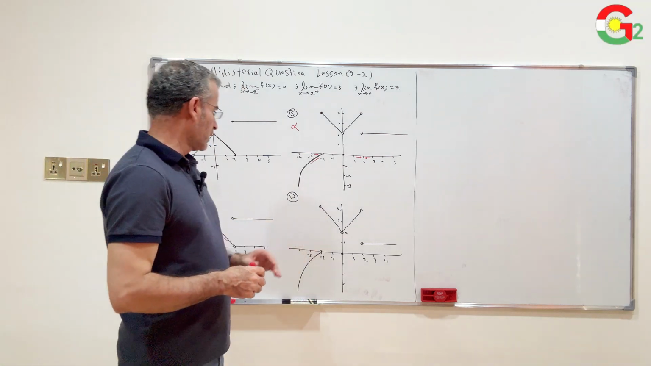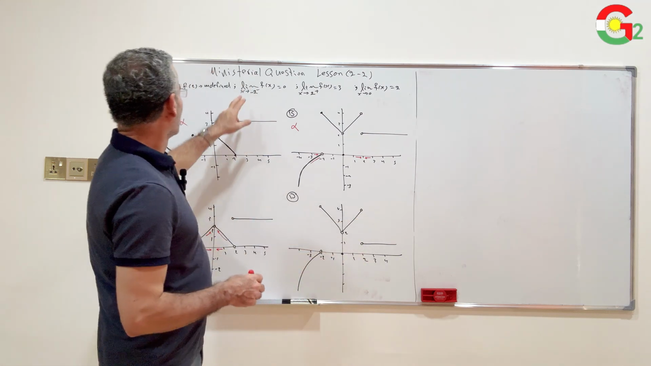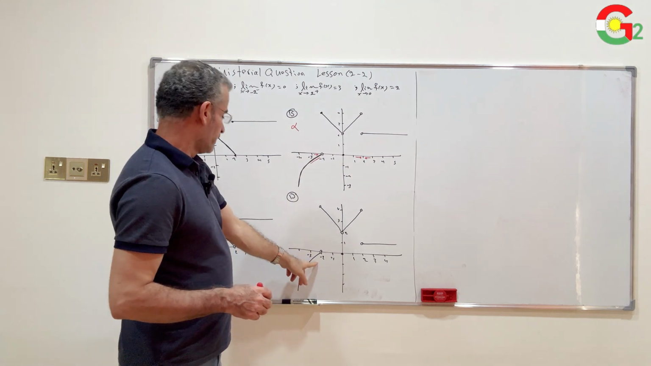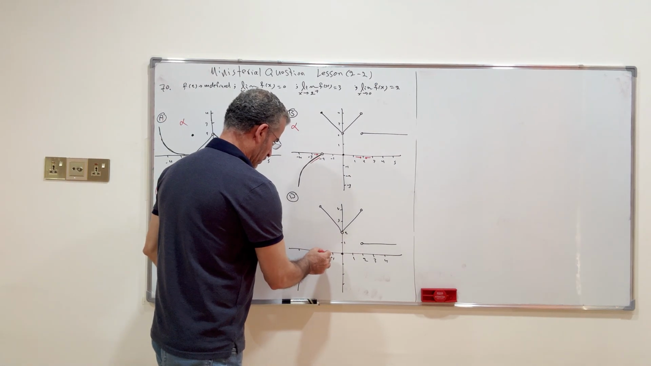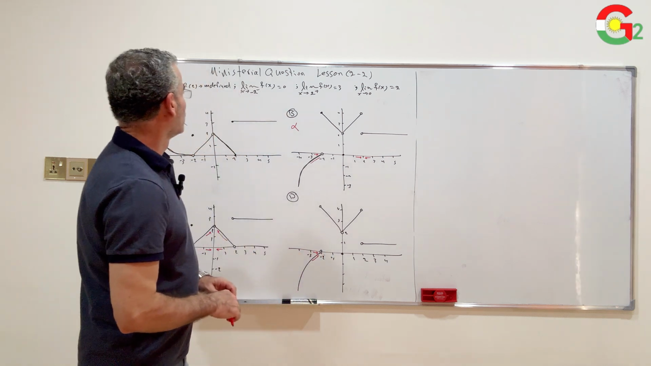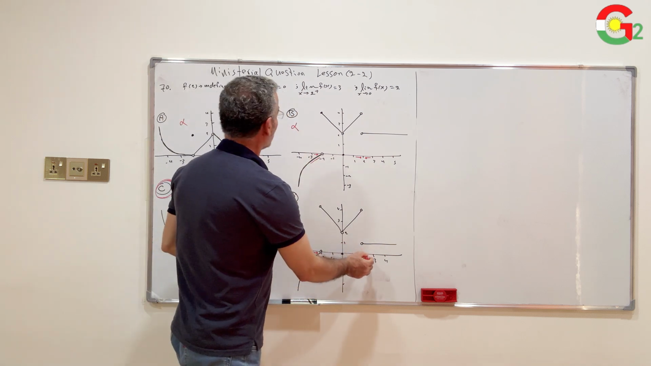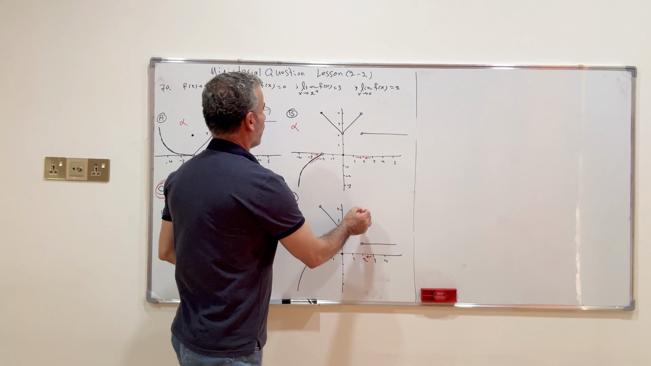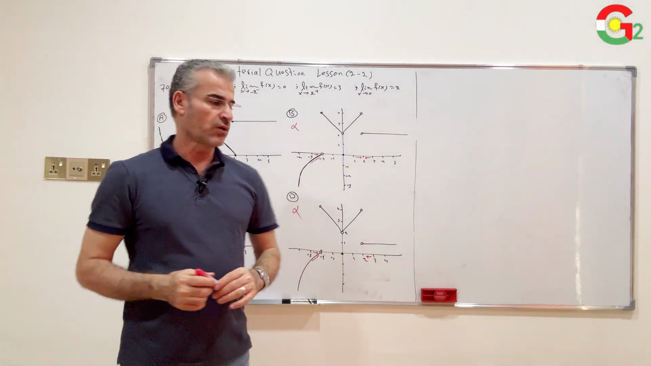But let us check D. F of 2 is undefined, is it true? Limit f of x when x approaches negative 2 from the left is 0, also true. F of x goes to 0 when x goes to negative 2 from the left. Limit f of x when x approaches 2 from the right, it is 4. It is not 3. So this choice is wrong.